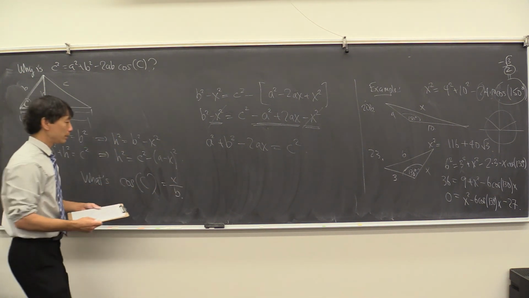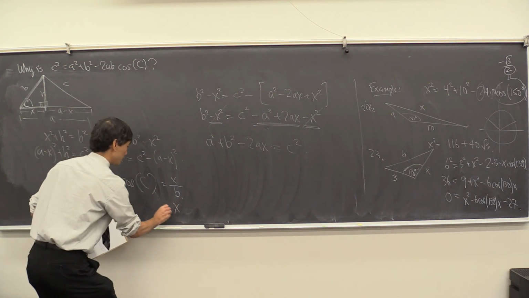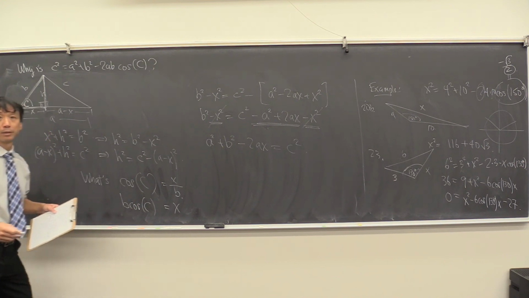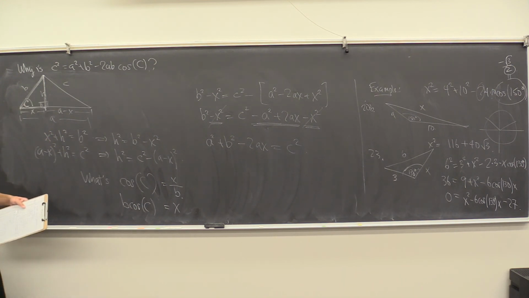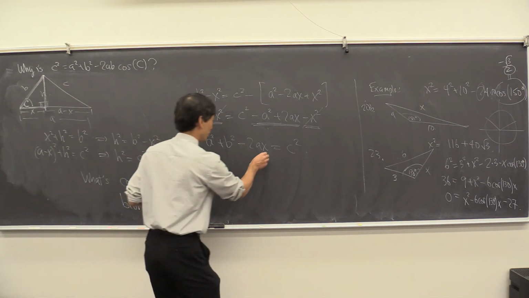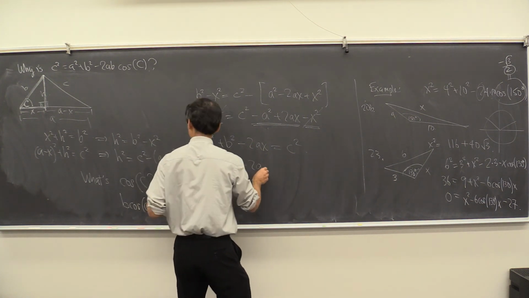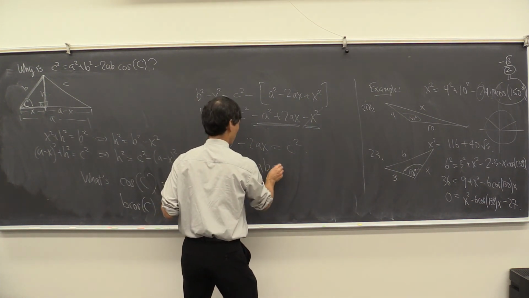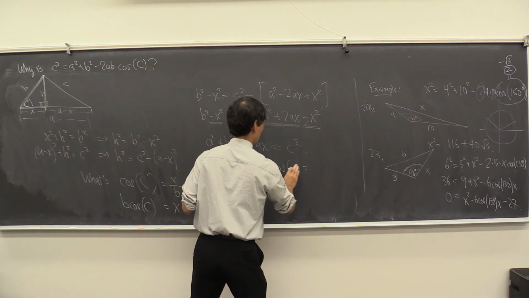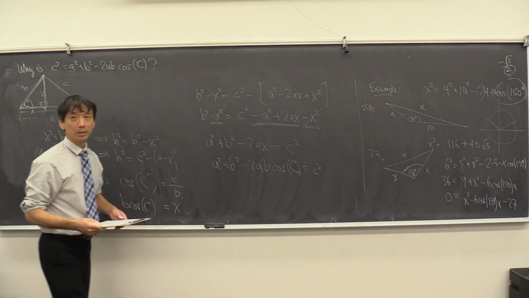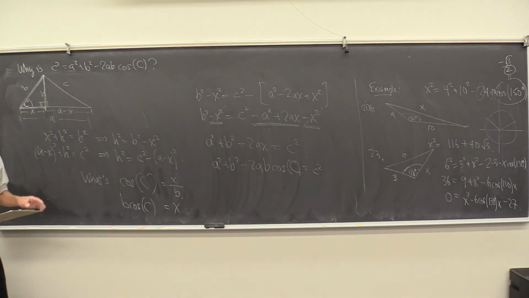So what does that tell me? That tells me that x is b cosine c. Right? Let's put that back in over here. We get a squared plus b squared minus 2ax is equal to c squared. The law of cosines.